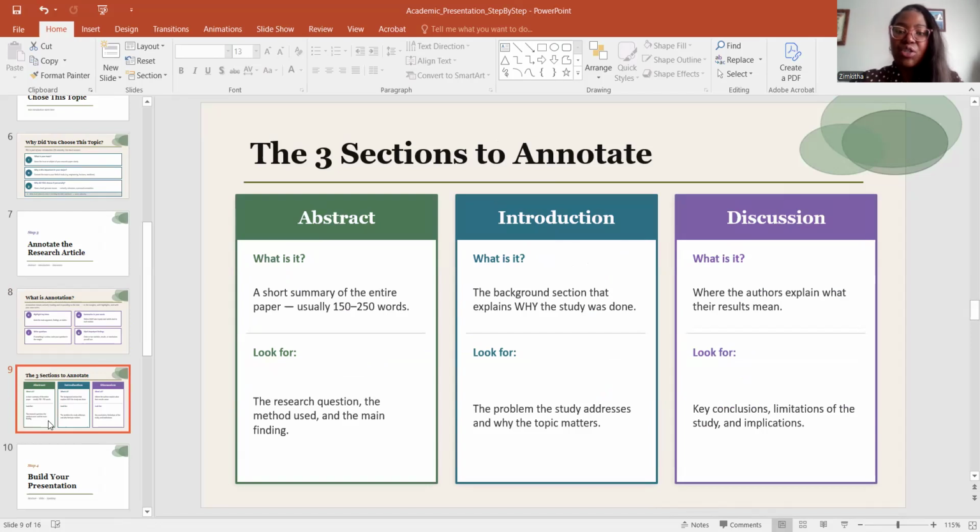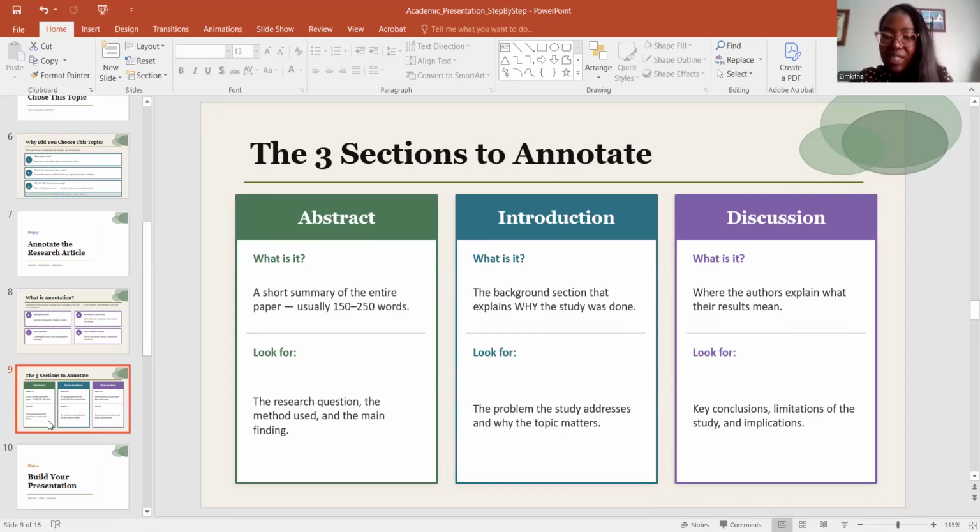The 3 sections to annotate. You need to annotate the abstract, the introduction, and the discussion. What is an abstract? Look at it, tell me, okay? Where is the research question? What methods were used and the main findings? That's all about the abstract.